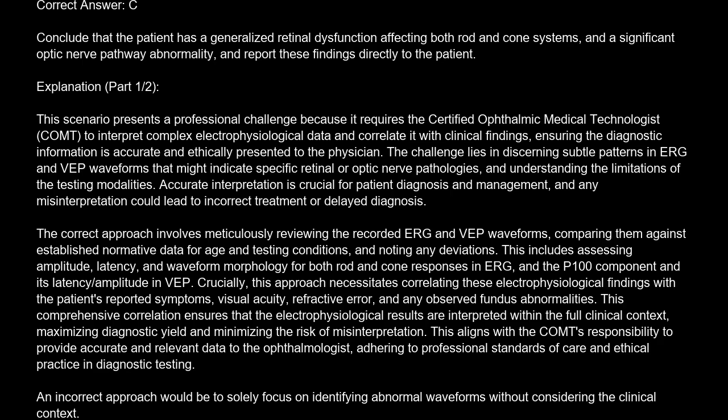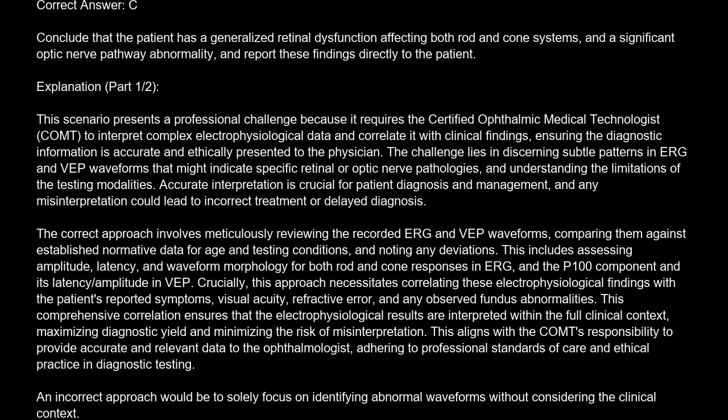Correct answer is C. Conclude that the patient has a generalized retinal dysfunction affecting both rod and cone systems and a significant optic nerve pathway abnormality, and report these findings directly to the patient. Explanation. This scenario presents a professional challenge because it requires the certified ophthalmic medical technologist, COMT, to interpret complex electrophysiological data and correlate it with clinical findings, ensuring the diagnostic information is accurate and ethically presented to the physician.